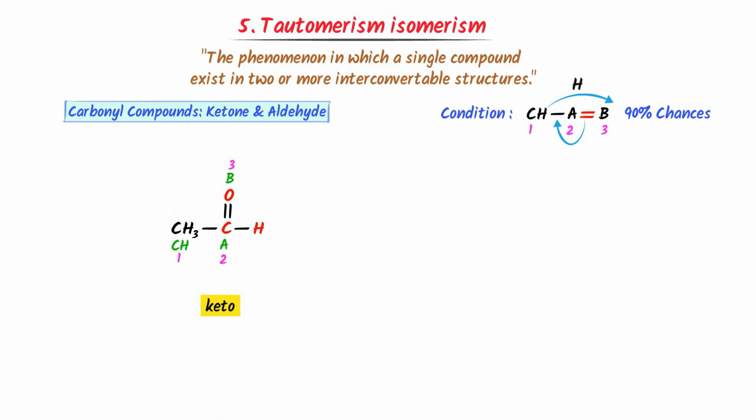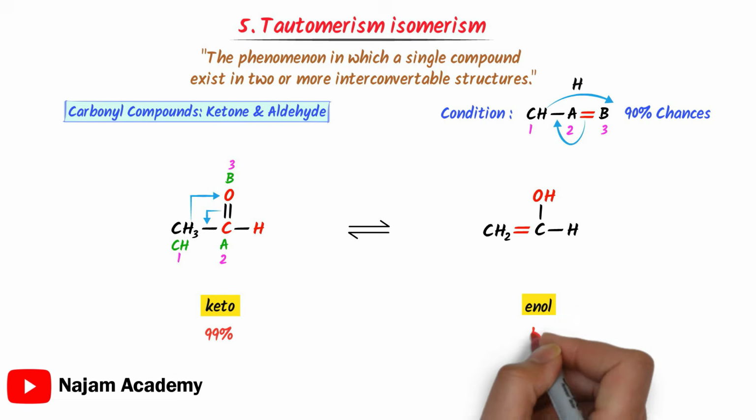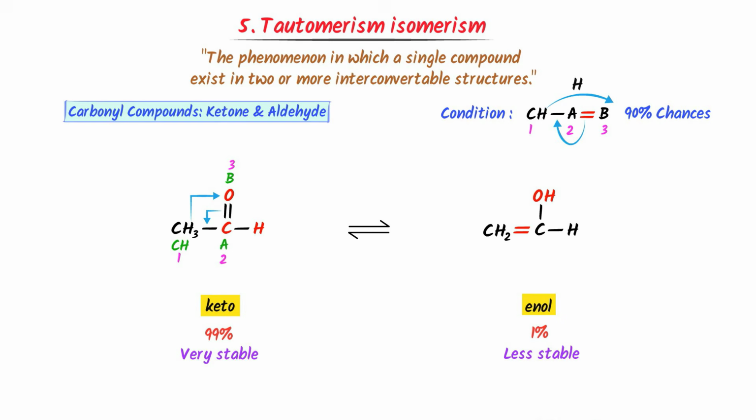I write 1, 2, 3. Now, according to the condition, I shift hydrogen from the first position to the third position and double bond from the second position to the first position. As a result, I get CH2 double bond C, single bond OH and H. This is enol. As usual, we get 99% of aldehyde and 1% of enol. Hence, these are the two tautomers or two isomers of each other.